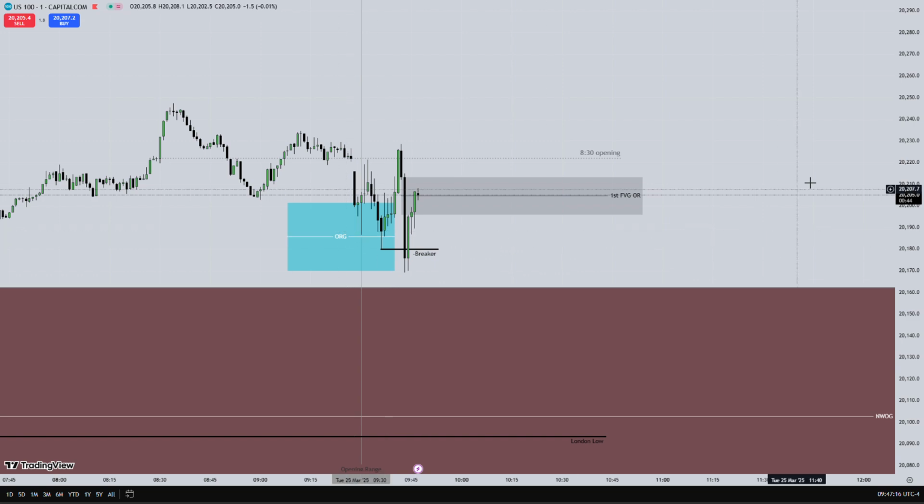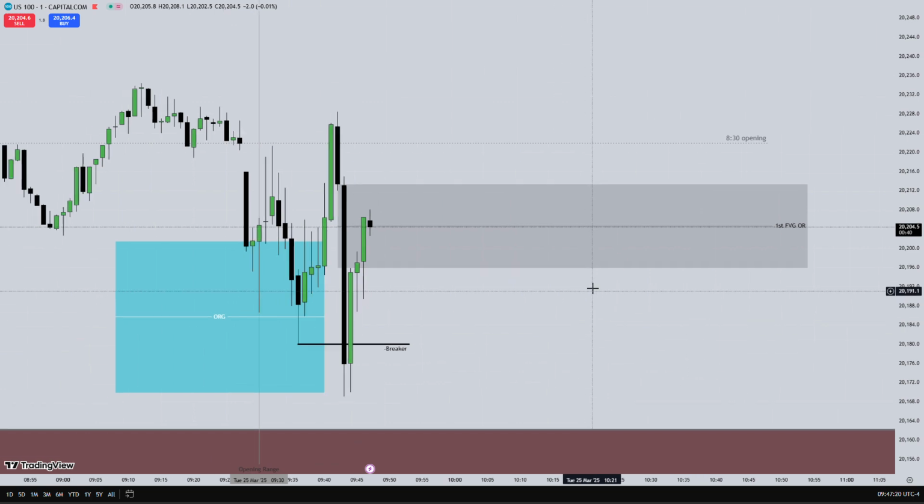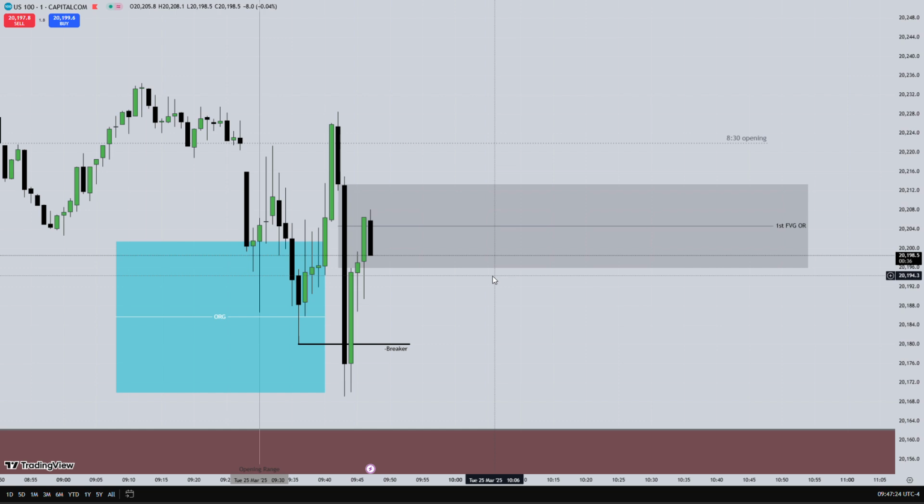So this is the opening range gap. This has been completely filled. Okay, so a close above the 50% level of this first presented fair value gap. Let's see what it's going to do.